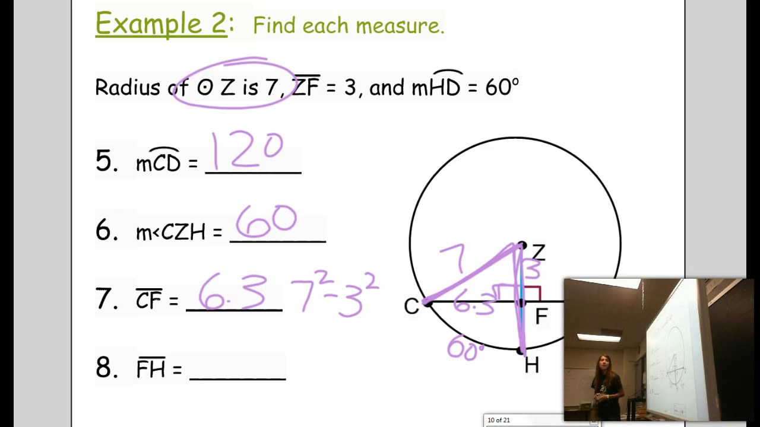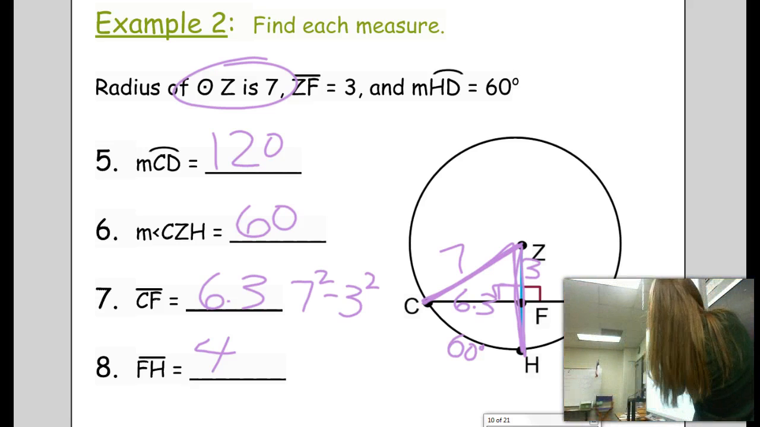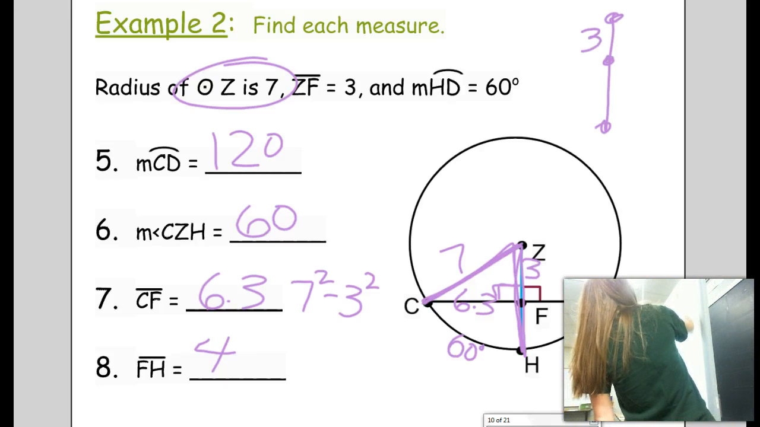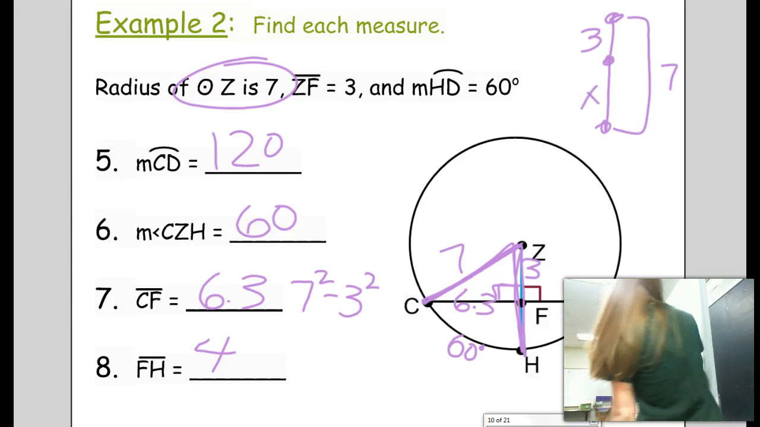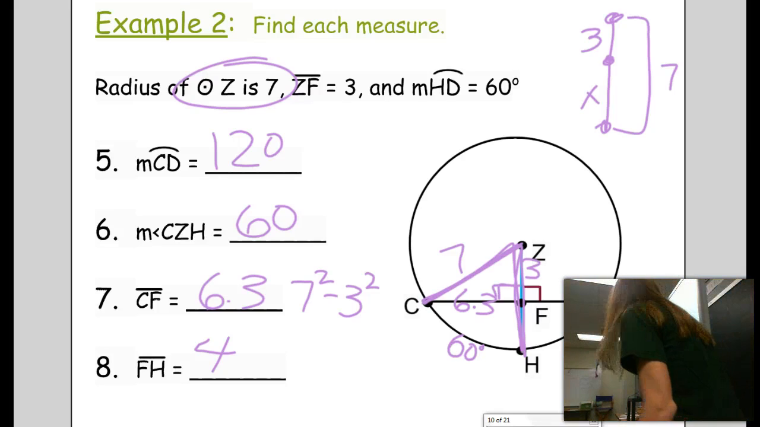Kendall, how long is FH? 4. Awesome. Brett, how did Kendall get 4? Because the radius from Z to H is 7 and ZF is 3. So 7 minus 3 equals 4. Are y'all seeing that? They told us the radius is 7. If this is 7 and this is 3, like if I just gave you a segment and said that's 3 and that's 7, could you find X? Totally. 7 minus 3.